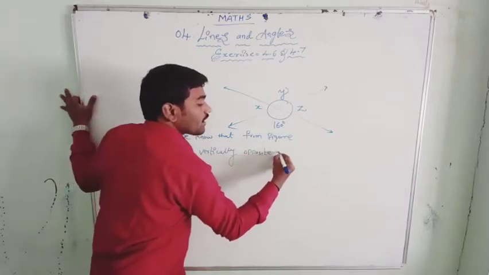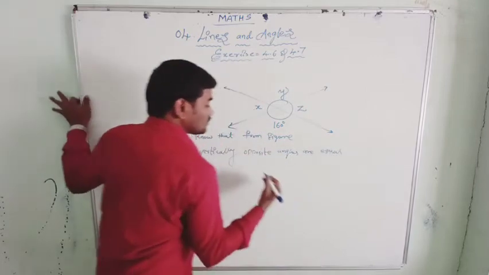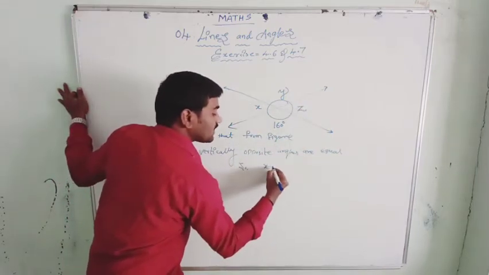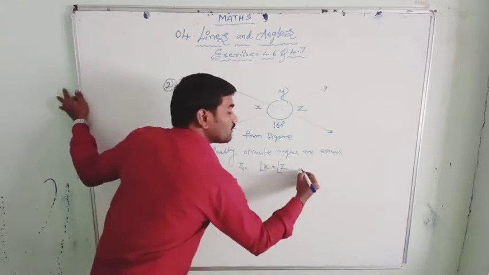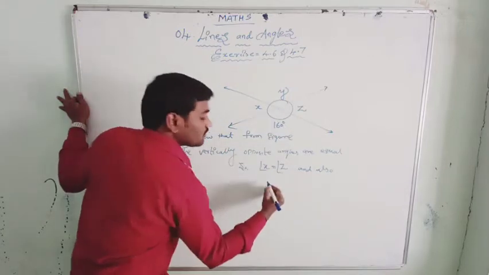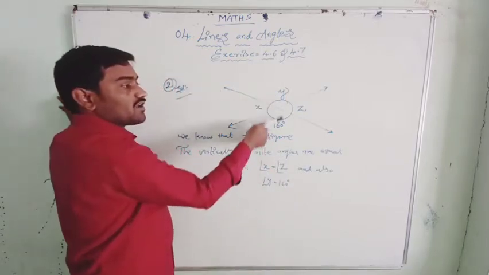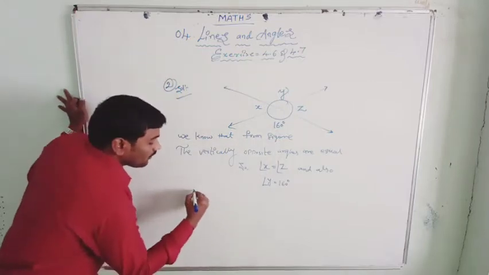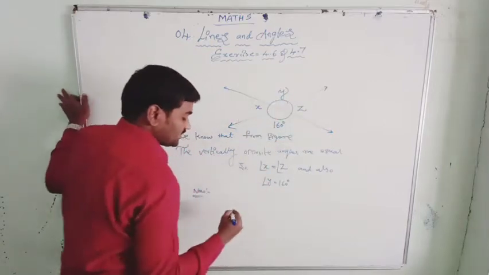Opposite angles are equal. So what are the vertically opposite angles here? Angle X is equal to angle Z. That means X equals Z. And also angle Y equals 160 degrees. So these two are vertically opposite angles and these two are vertically opposite angles. And now you see that the sum of all the angles is equal to 360 degrees.